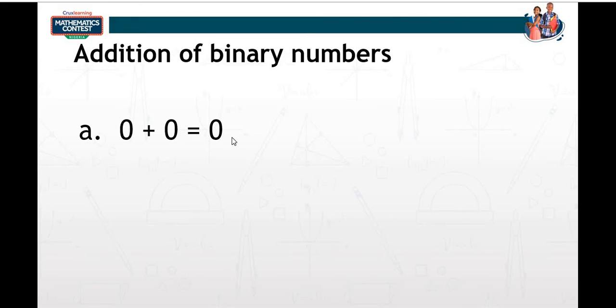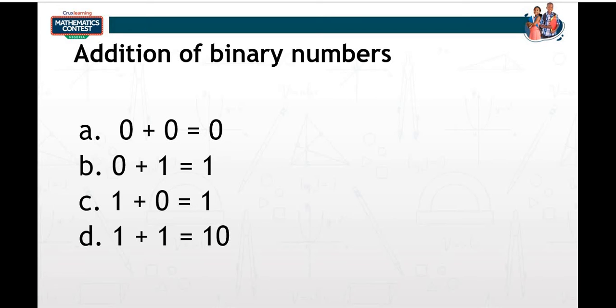Starting with addition of binary numbers, these are the rules to take note of. 0 plus 0 will give us 0. 0 plus 1 is 1. 1 plus 0 is 1. Then 1 plus 1 is 10 when it comes to binary numbers, base 2 numbers, okay?